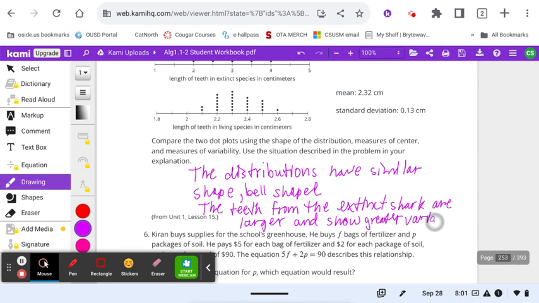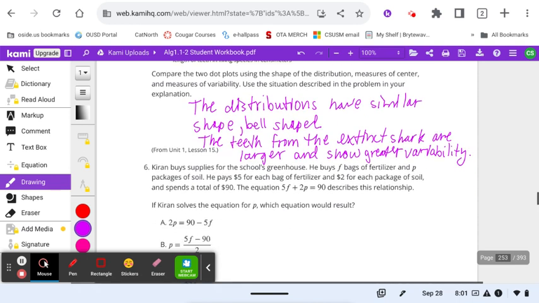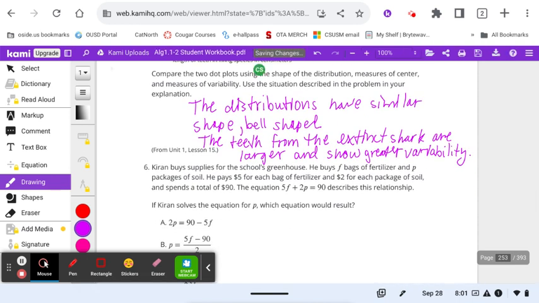Again, we're just trying to keep the chapter 1, the unit 1 stuff fresh in our mind so we don't forget it all, talking about the shape of distributions, the measures of center, and the measures of variability that we studied.